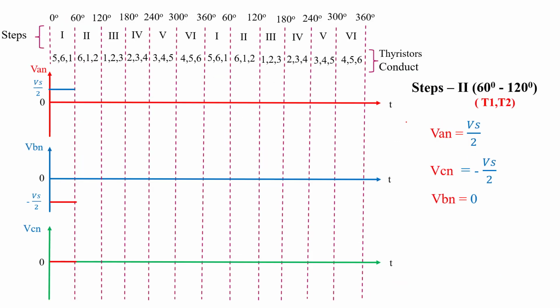Now after calculating the phase voltage for step 2, we draw the waveform. VAN equals Vs by 2. So for step 2, 60 degree to 120 degree, VAN equals Vs by 2, so here we draw Vs by 2. Now VBN is 0 this time, so here we connect VBN at 0. Now VCN is minus Vs by 2. So if this is 0, here somewhere is minus Vs by 2. So this is the waveform of step 1 and step 2.